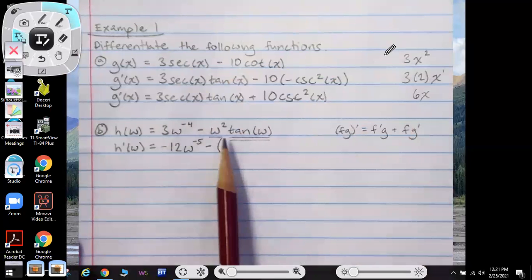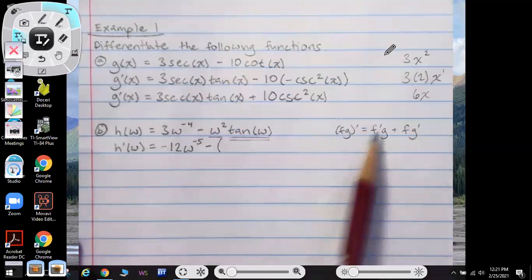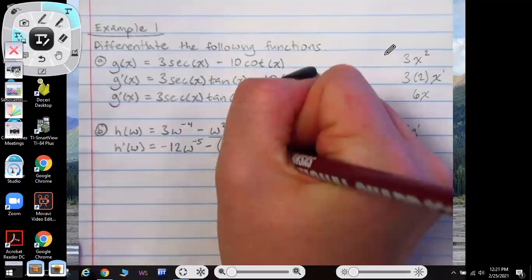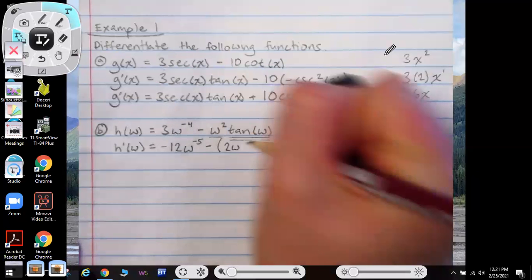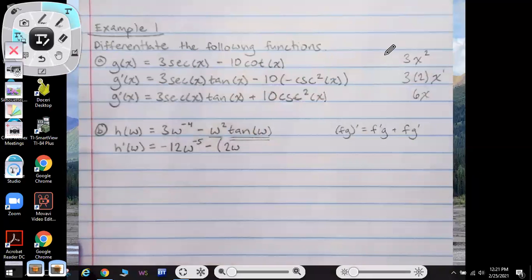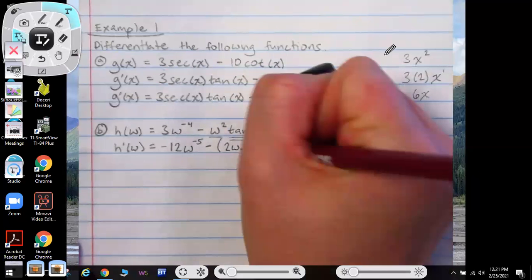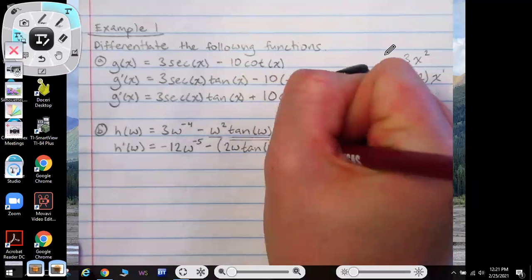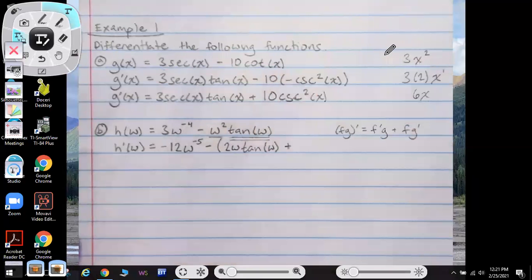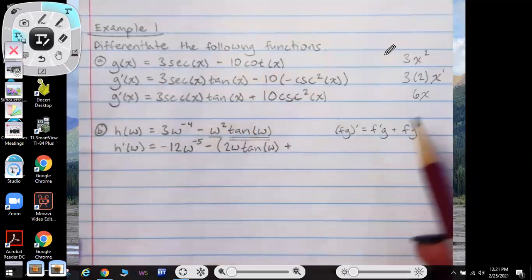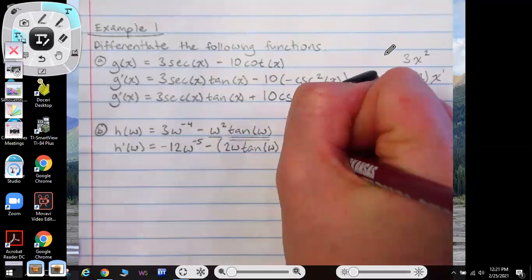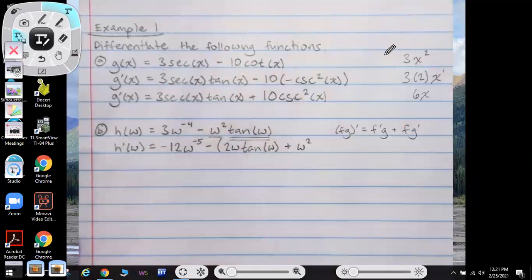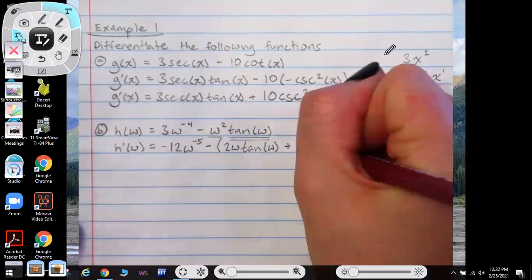Okay, so the derivative of the first function, the derivative of w squared, is 2w times the second function as is, so times tangent of w, plus the first term as is, so w squared, times the derivative of the second. So the derivative of tangent is secant squared.